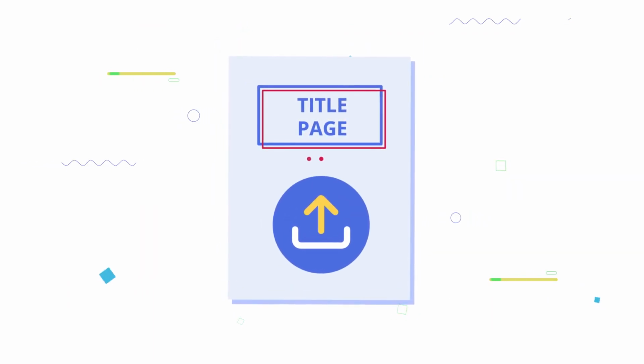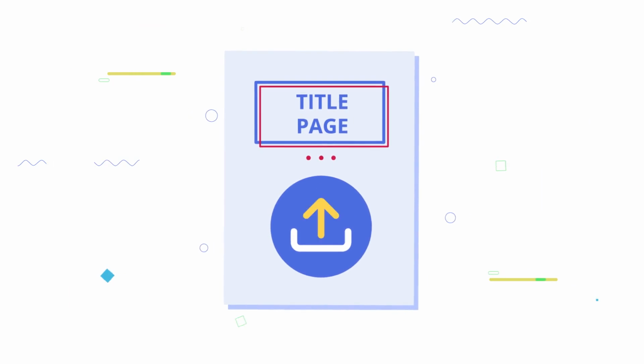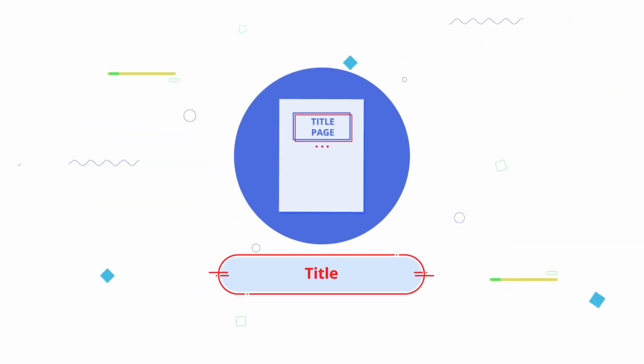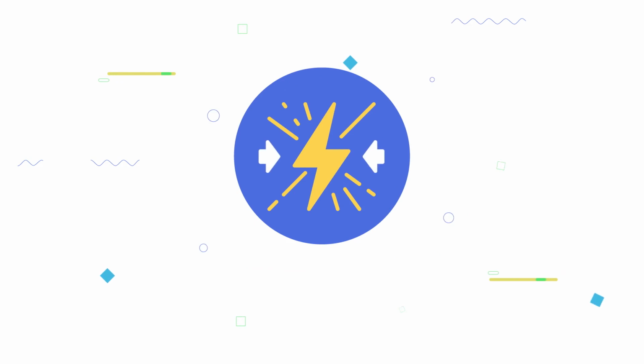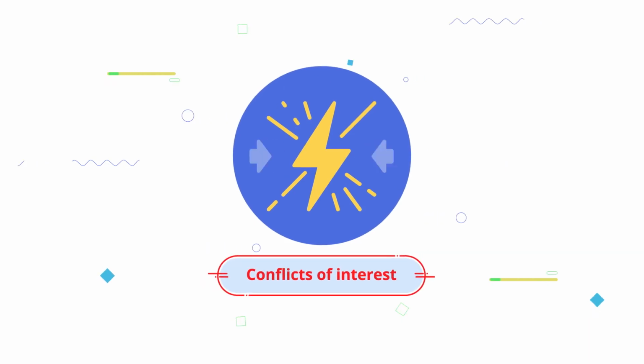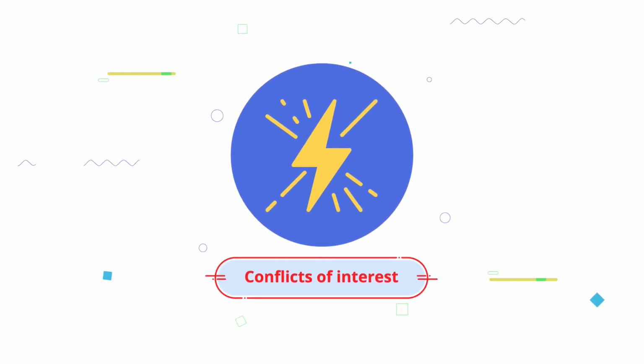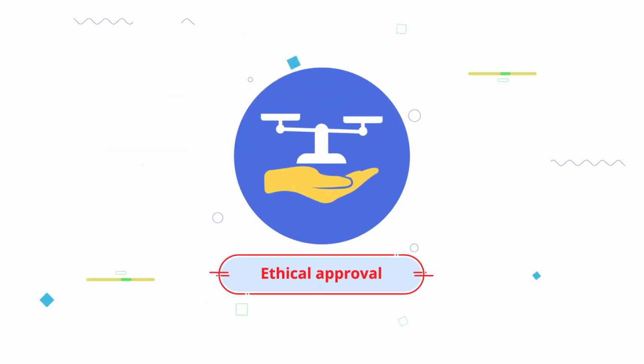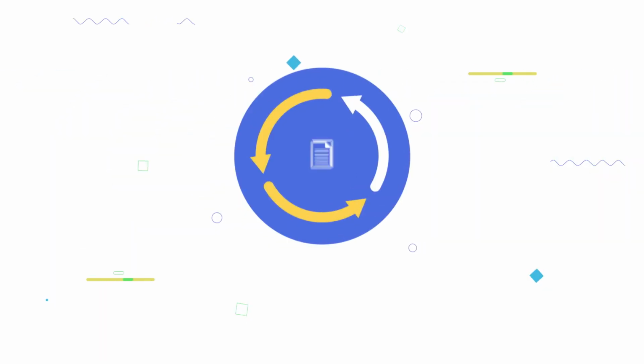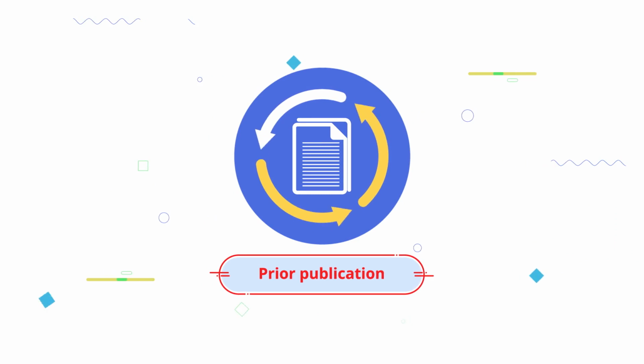Tip 3. Ensure the title page is uploaded as a separate document and contains the following information: the title of your paper, declaration of any potential conflicts of interest with the paper itself or with reviewers in the field, a funding statement, any acknowledgements, ethical approval. If you do not require ethical approval, please state the reason. Declare if your paper or any part of it is already publicly available.